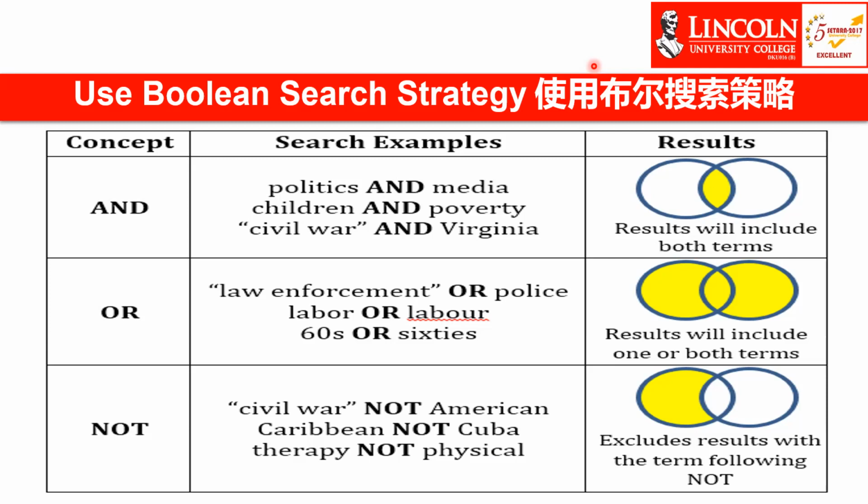Now, the concept of NOT is a bit different. Civil War not America. It's going to display the research works that have Civil War, but don't have anything to do with American. Caribbean not Cuba. It will return results that have to do with Caribbean, but have nothing to do with Cuba. Therapy not physical. It's going to return results that have to do with therapy, but nothing to do with physical. So this is how these three concepts work.